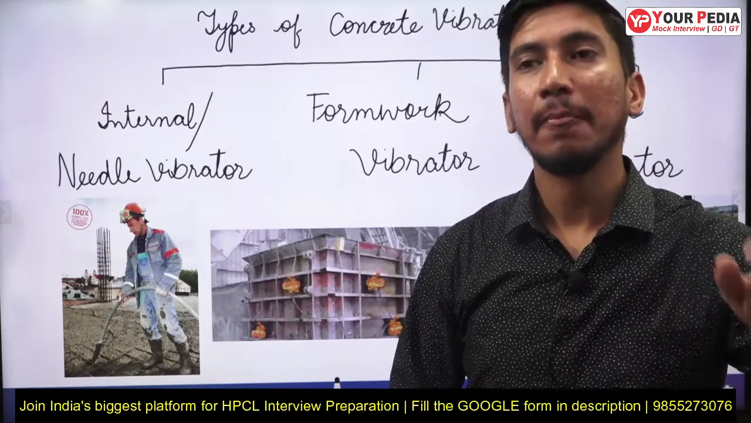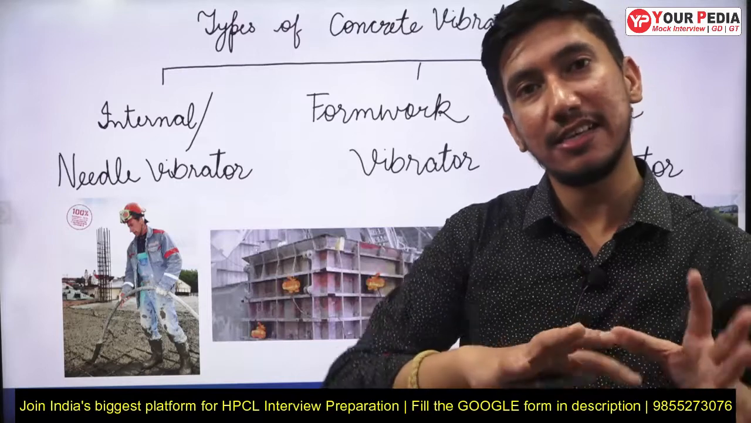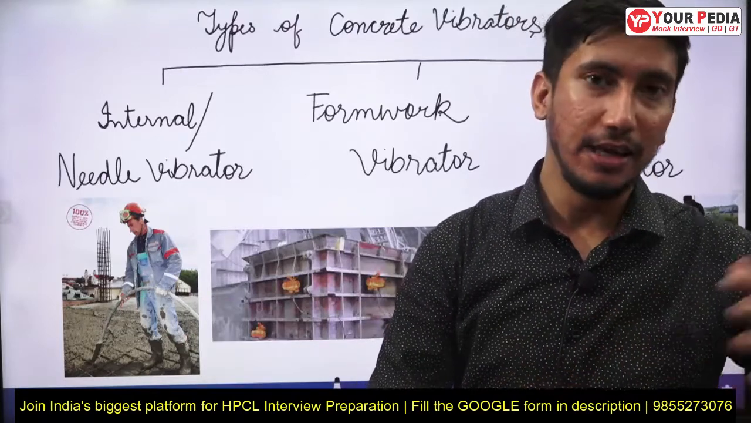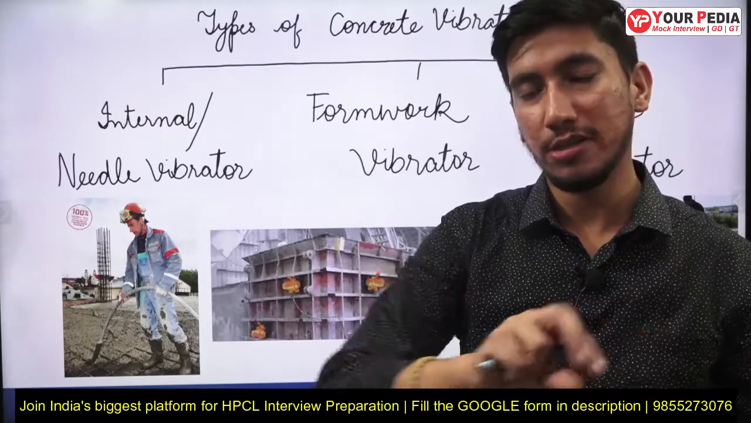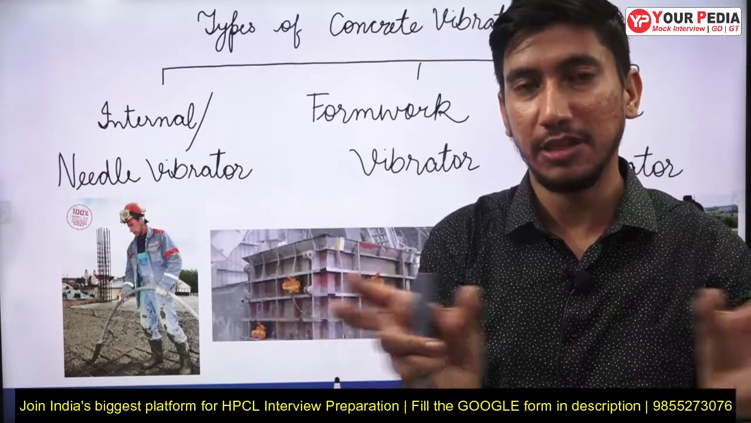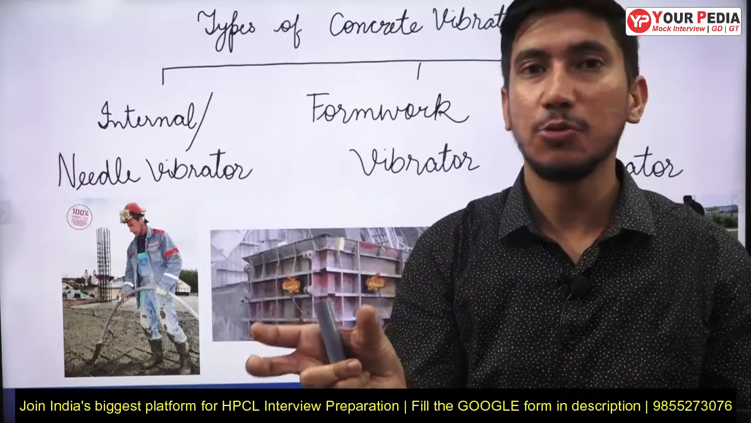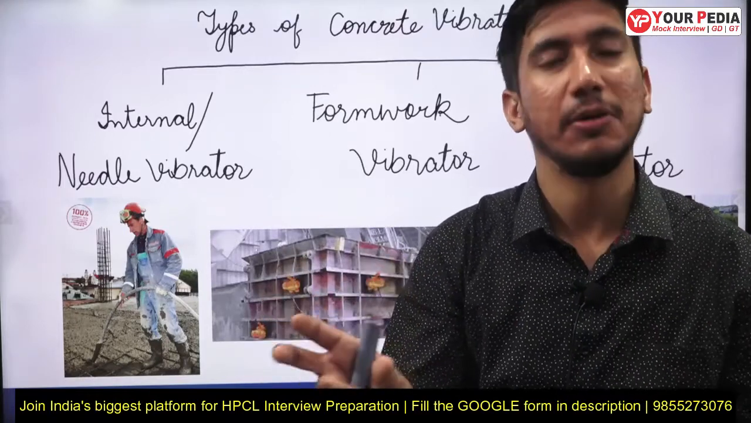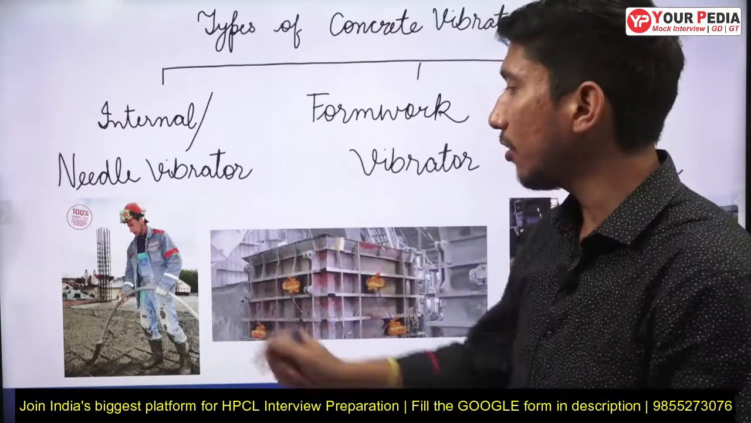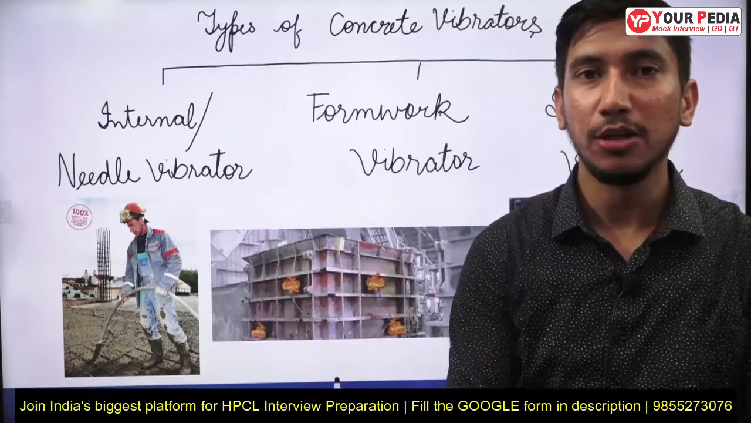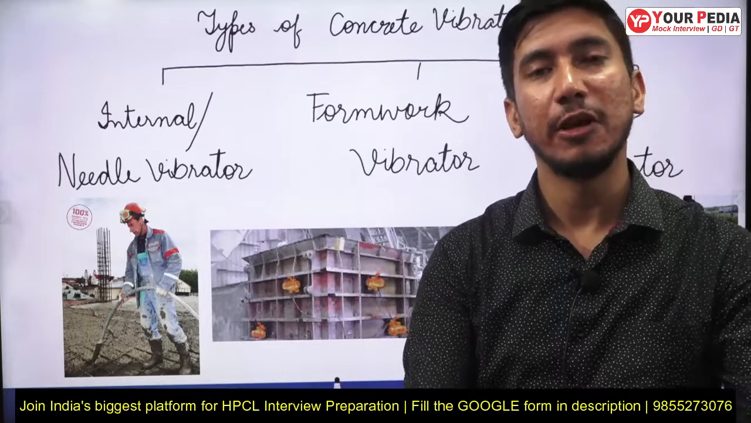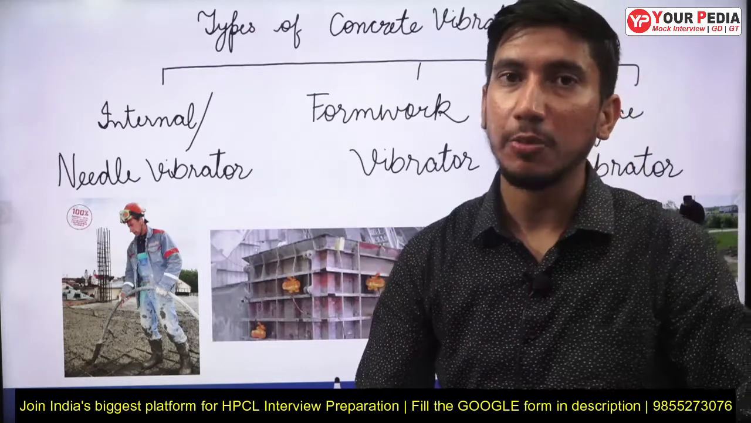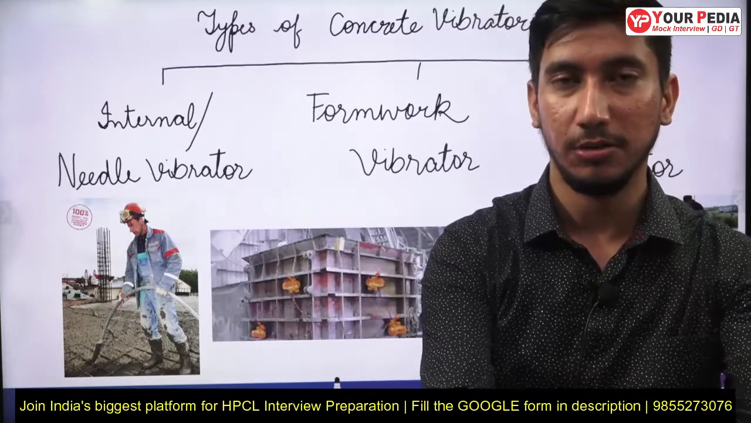Otherwise, the cement paste will get segregated from the aggregates, and the water cement paste will separate out, and that is not desirable. We don't want that. So what we do is we select a location, place our needle vibrator inside it, and vibrate for about 10 seconds. Then we remove the vibrator and vibrate the next location.